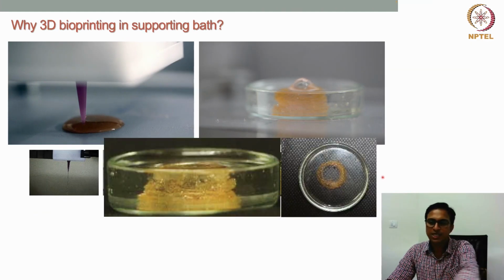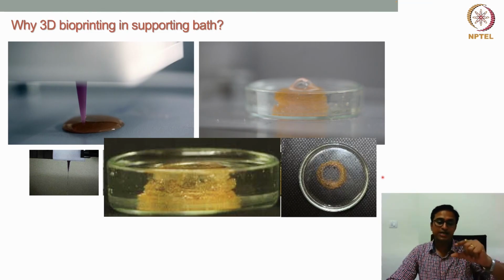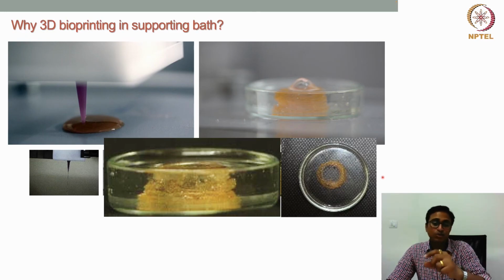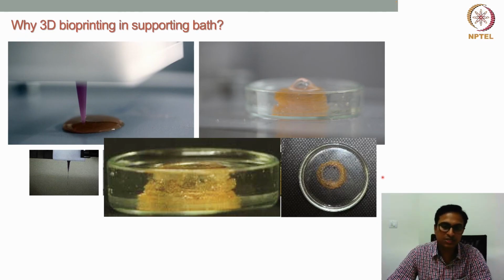Here you can also see we can create a cylindrical structure. The structure is very stable. The height is almost 5 to 6 mm, or probably more than that. But we were able to make three-dimensional structures with support bath material.